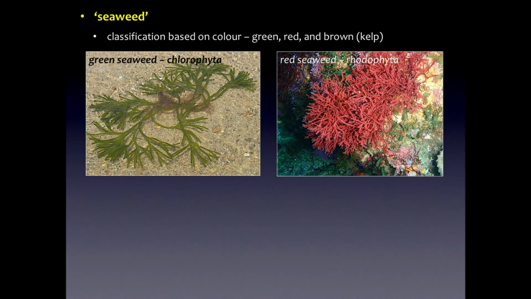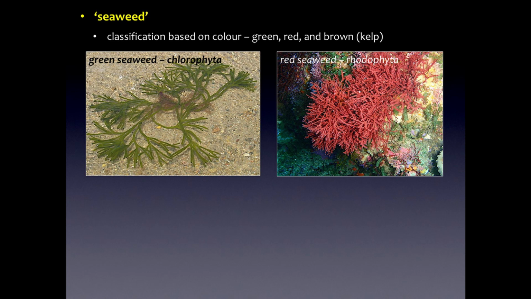Here are two types of seaweed or macroscopic algae. Once again, the classification is based on color. We have green, red, or brown macroscopic algae. The brown is known as kelp. Here, for example, we have green seaweed. And once again, not technically a plant, but I'm going to call it seaweed. The name for this is chlorophyta, green. This is something that's known as man's fingers.